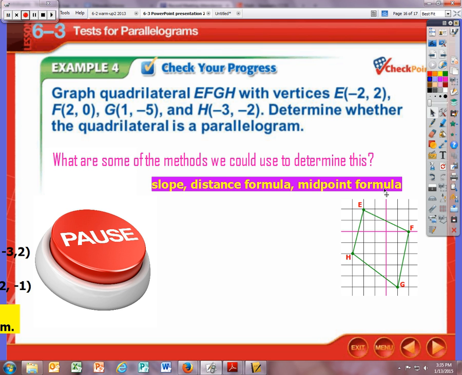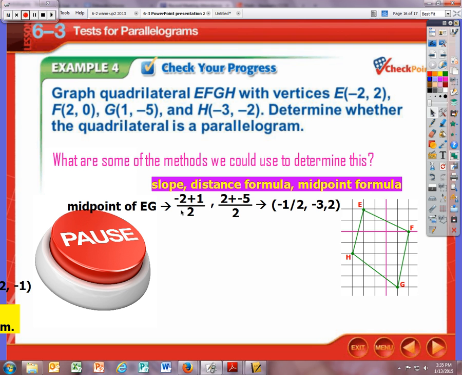If I'm going to use midpoint, I'm going to be really talking about the diagonals. So I'm going to be concerned about EG and FH. Now remember what we discussed. If this thing is a parallelogram, then the diagonals are going to bisect each other. That means they're going to intersect in the exact same spot. So I'm going to check and see if EG has the same midpoint as FH. To do that, I need my midpoint formula. Remember, you add your x's and divide by 2, add your y's and divide by 2.